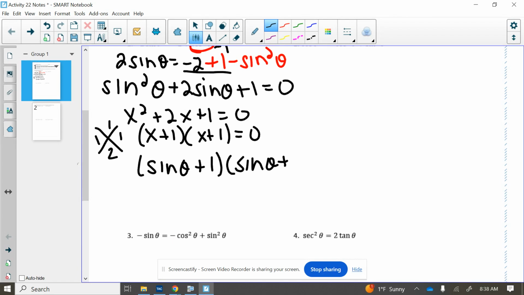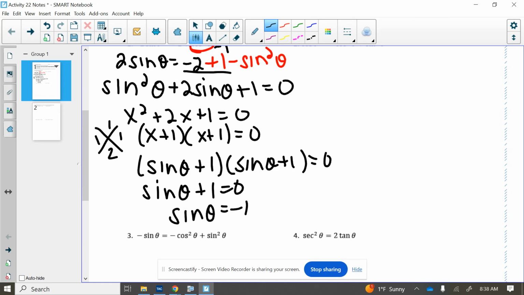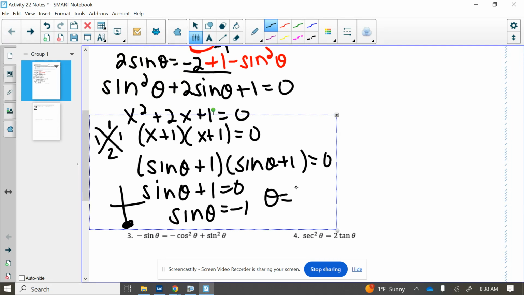And again, since these are the same, we're only going to have to worry about setting one piece equal to 0. Where is sine plus 1 equal to 0, aka where is sine equal to negative 1? Well, that's going to be when it is down here at 3 pi over 2 radians.